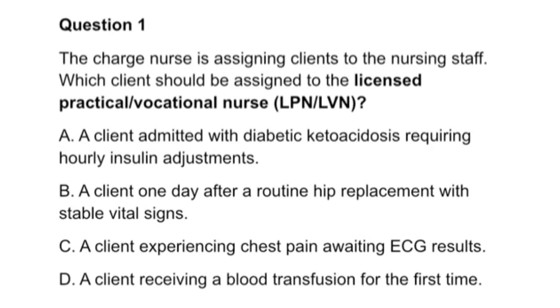Question 1. The charge nurse is assigning clients to the nursing staff. Which client should be assigned to the licensed practical/vocational nurse, LPN/LVN? A. A client admitted with diabetic ketoacidosis requiring hourly insulin adjustments. B. A client 1 day after a routine hip replacement with stable vital signs. C. A client experiencing chest pain awaiting ECG results. D. A client receiving a blood transfusion for the first time.